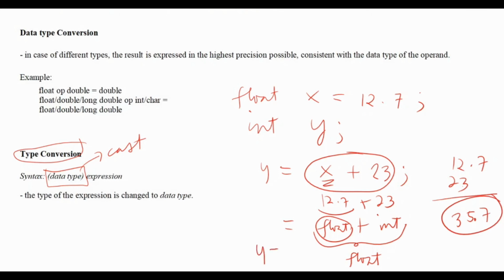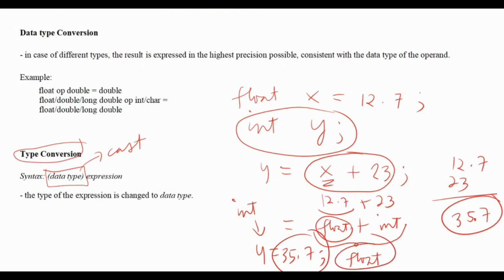So y gets 35.7. But take note that y is type integer, while this value is type float. In the C programming language, depending on the C compiler, this is usually truncated. So the actual value of y will just be 35 instead of 35.7. So there is data loss. The 0.7 is data loss.